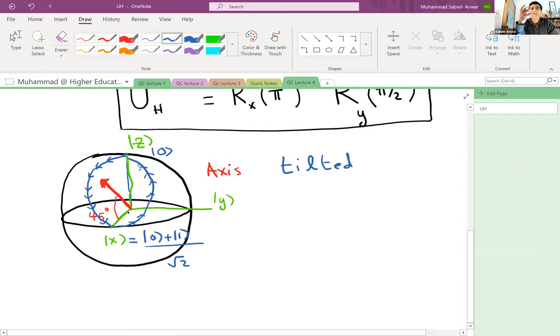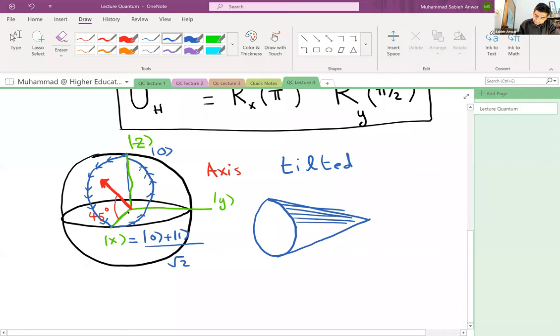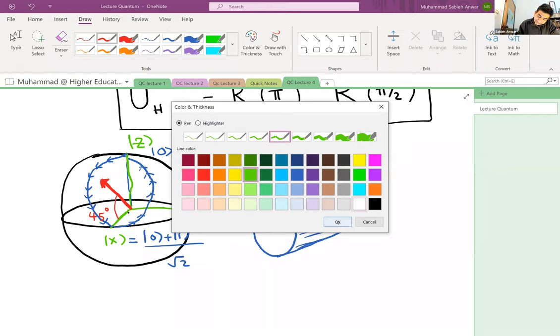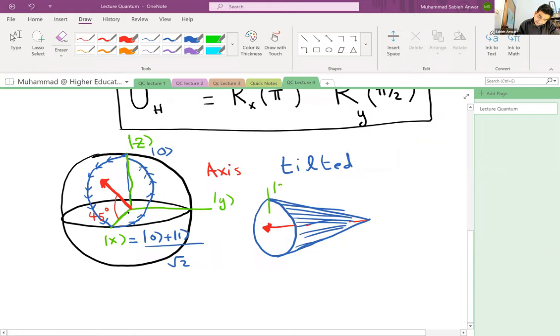So this is a tilted cone, and the cone is such that the red axis lies at the vertex of the cone. If I were to draw this from a slightly different perspective, this is my cone here. The red axis, which is the axis of rotation, passes through the center of the cone. And since I'm looking at the same rotation from a different perspective, this is my Z axis. This is my ket X axis.